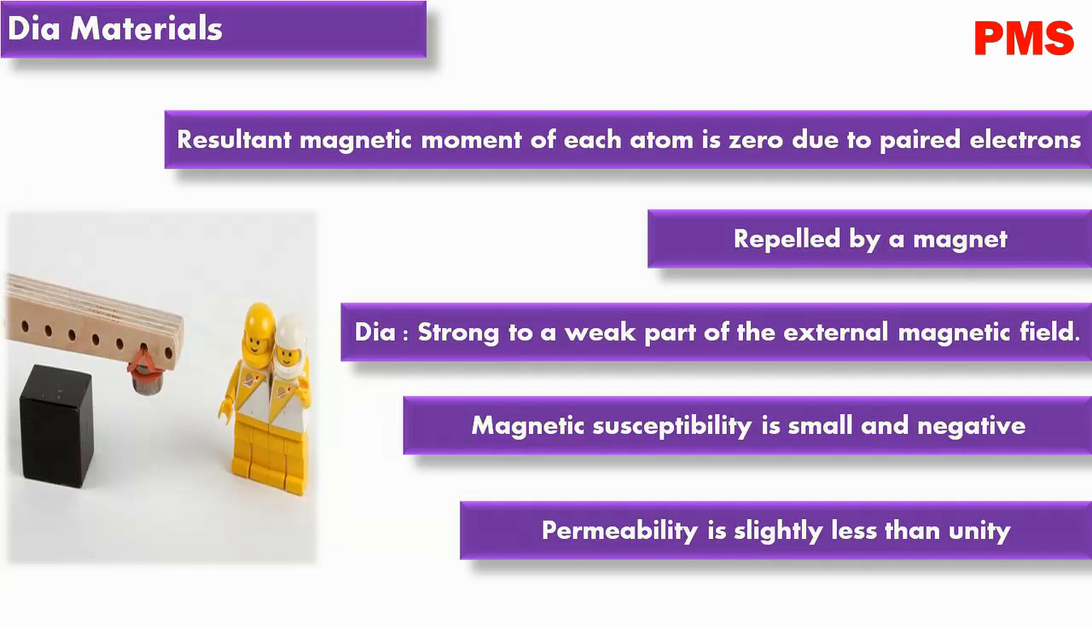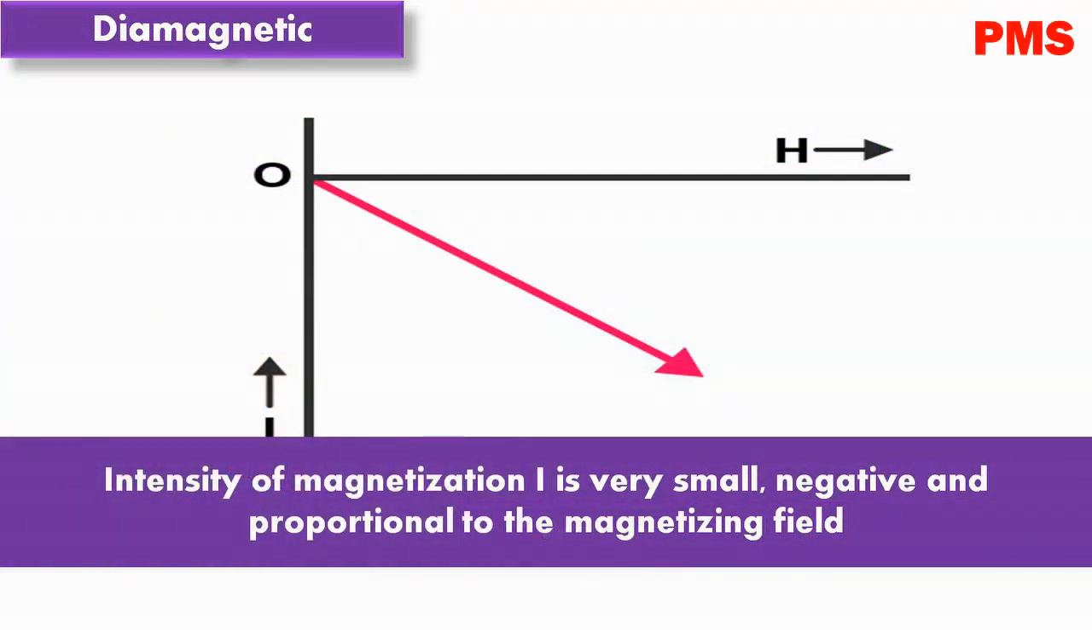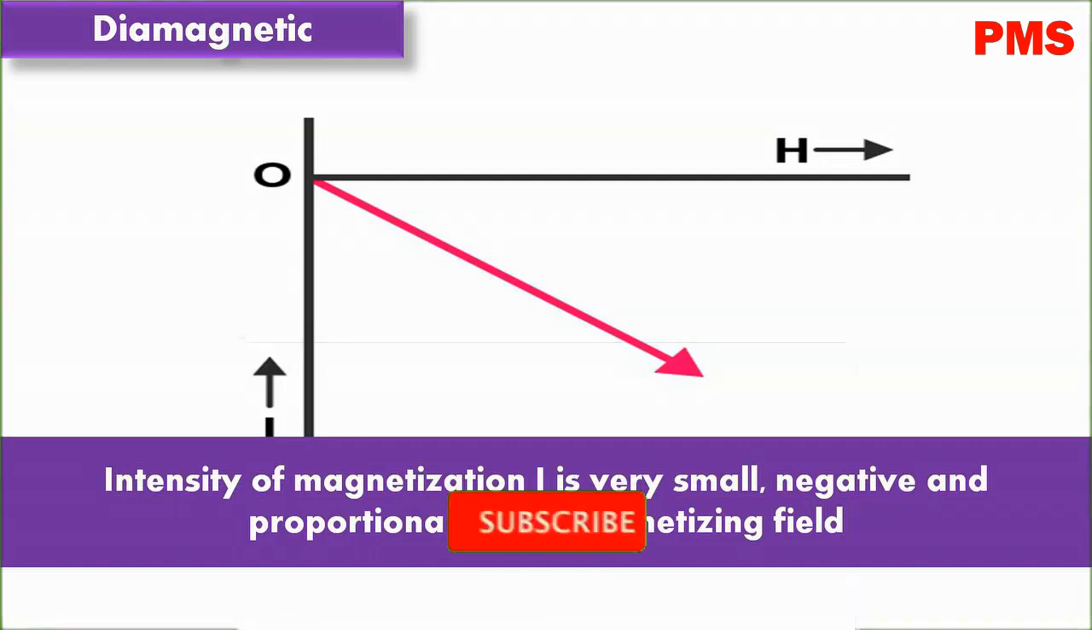The substances are weakly repelled by the field. So, in a non-uniform field, the substances have a tendency to move from the stronger to the weaker part of the external magnetic field. You can see in the diagram the relationship between the magnetic intensity and the magnetic field.